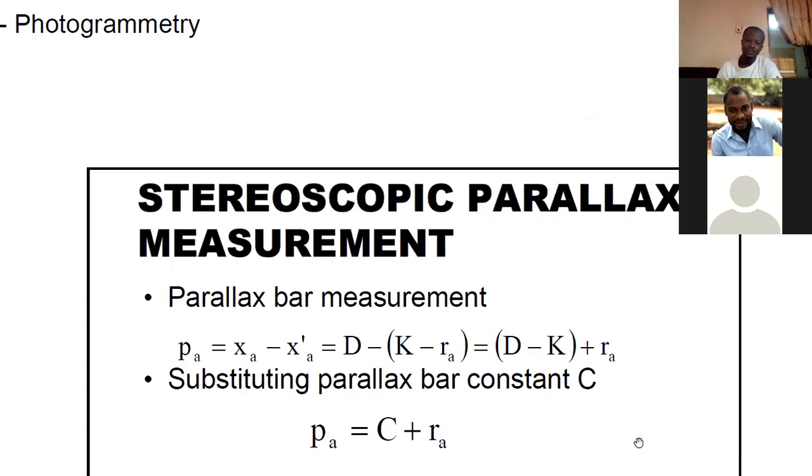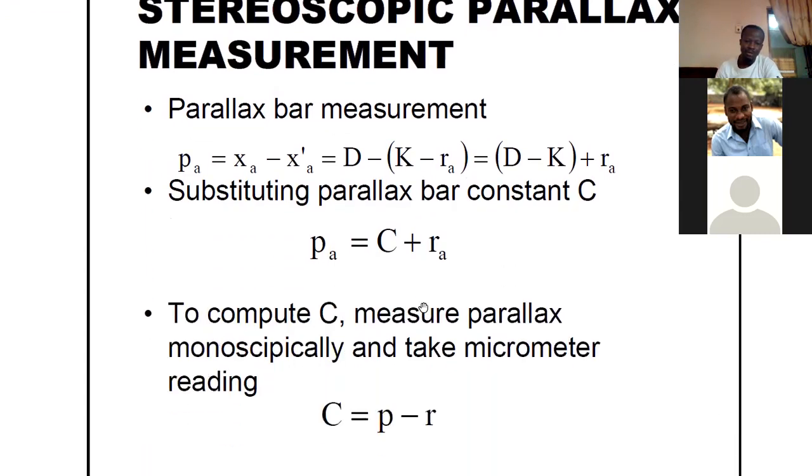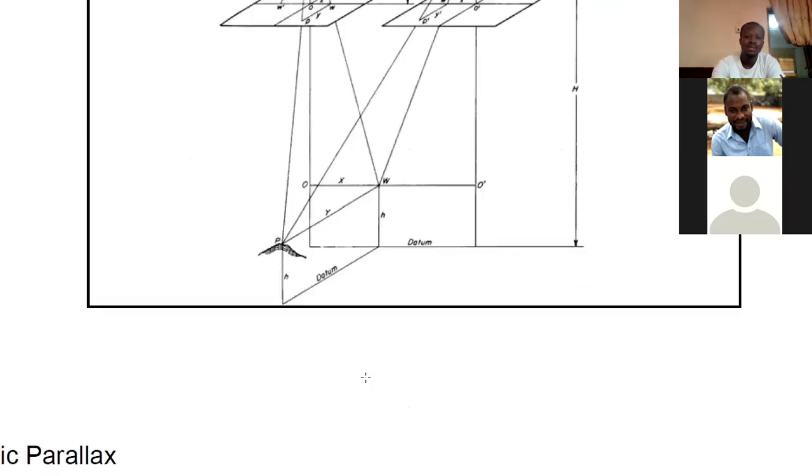So you can come out with this. PA, which is the parallax at a point, is actually a constant c plus the reading there. Which means that you can simply use that constant to now just read the value to any point and then tell the parallax there. I mean, simple as that.